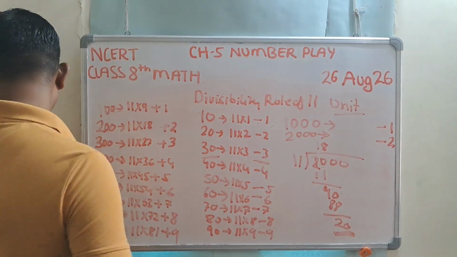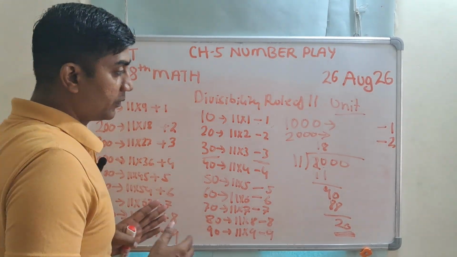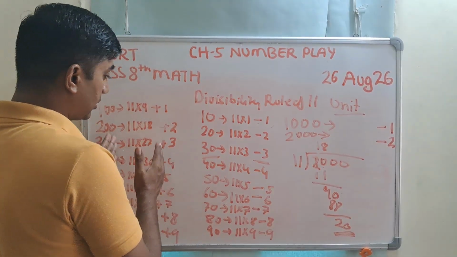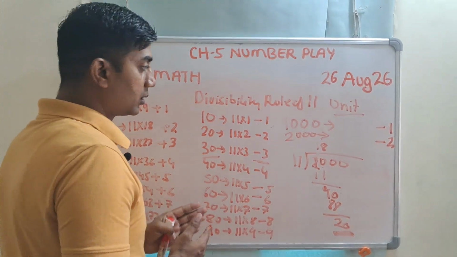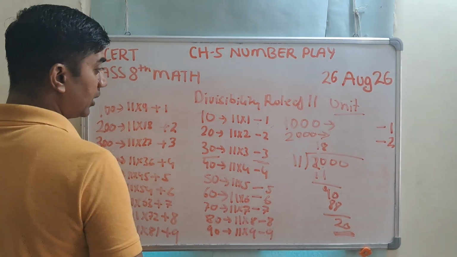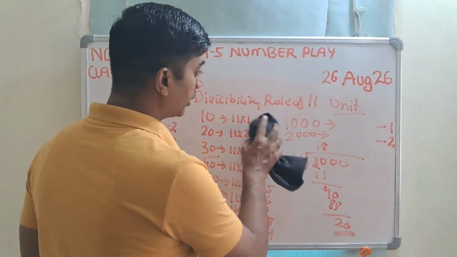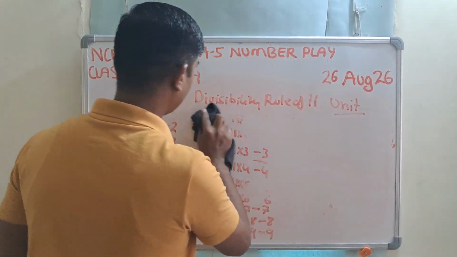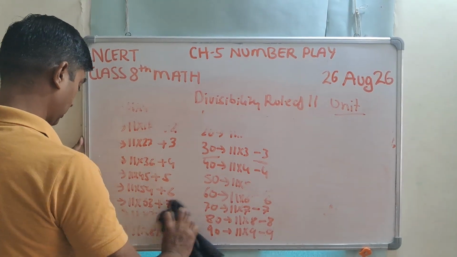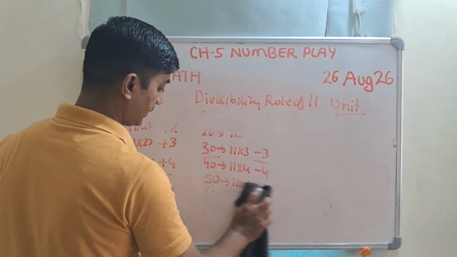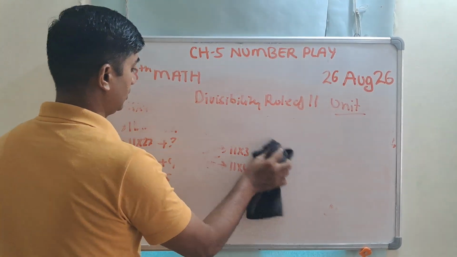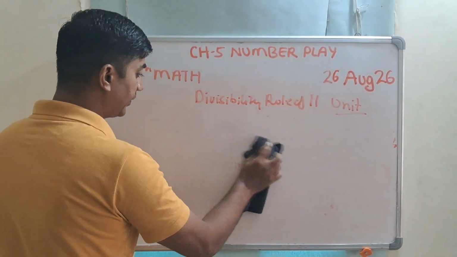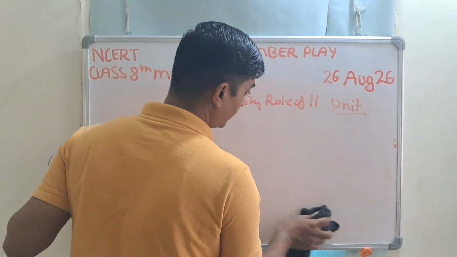Now we will see. Now what we have seen? We have seen that alternately we have to add or subtract the remainders to reach the exactly divisible number of 11. Now we will write a number and we will see.